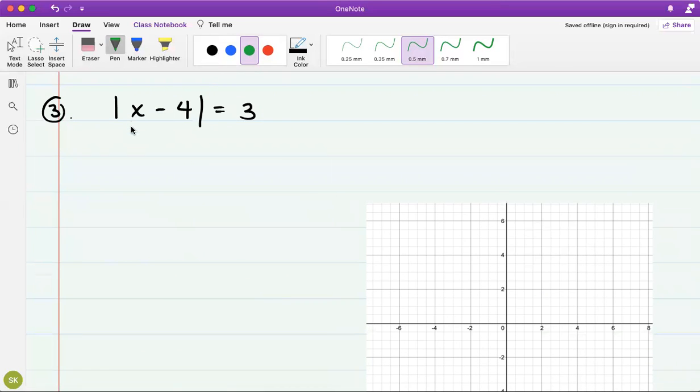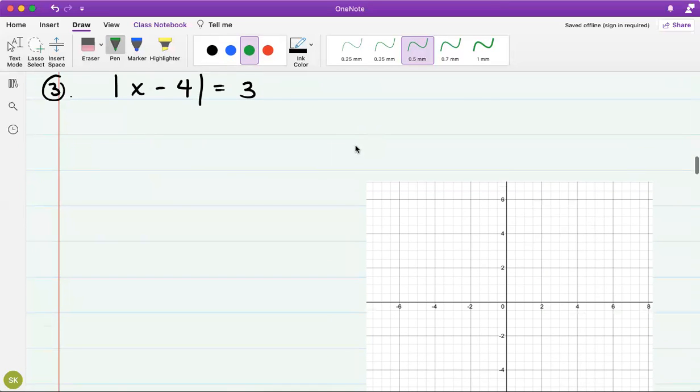Here's the next problem. The absolute value of x minus 4 is equal to 3. Okay, step 1. What we're going to do is isolate the absolute value, which means we don't have anything on the left-hand side other than just the absolute value of something. When you have that, you're going to say whatever's in the absolute value, x minus 4, is equal to this number, 3, or x minus 4 is equal to -3.